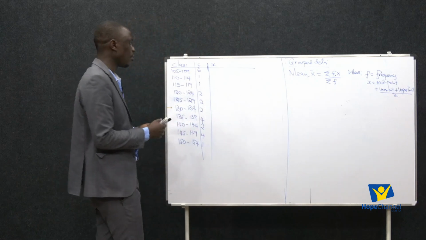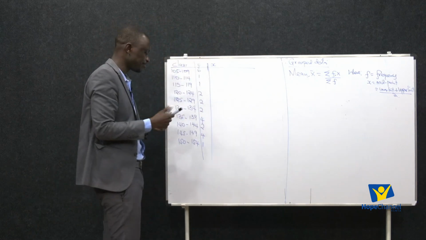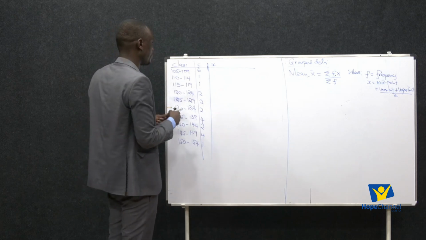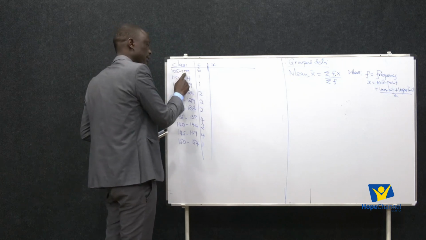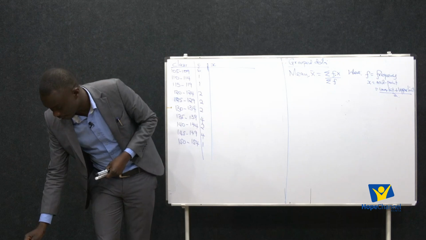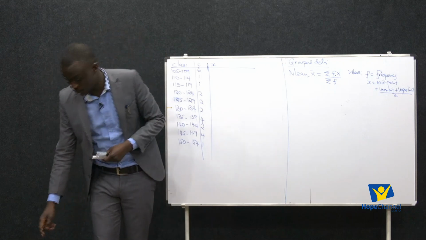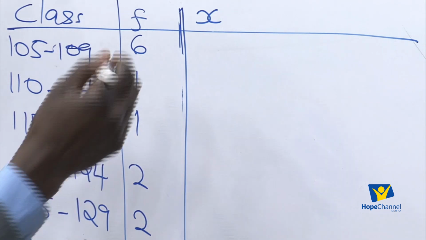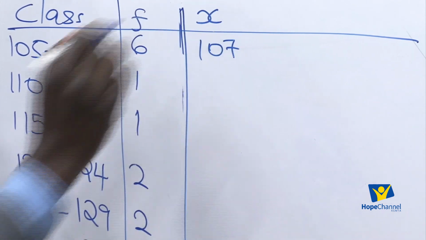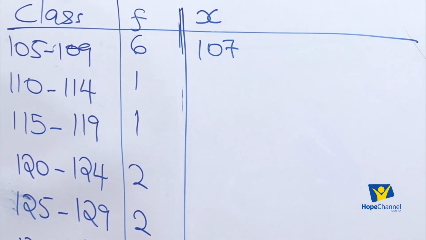So let's work out the column of midpoint. The midpoint of this is 105 plus 109, then we divide by 2. So let's go to our calculators. We say 105 plus 109 equals 214. When we divide by 2, we get 107. So we will come here and write 107. We do the same to the next class.